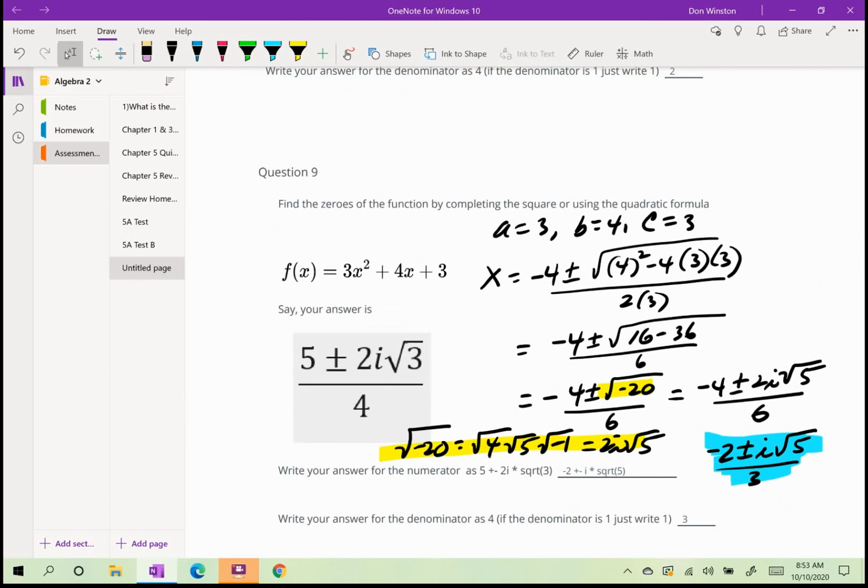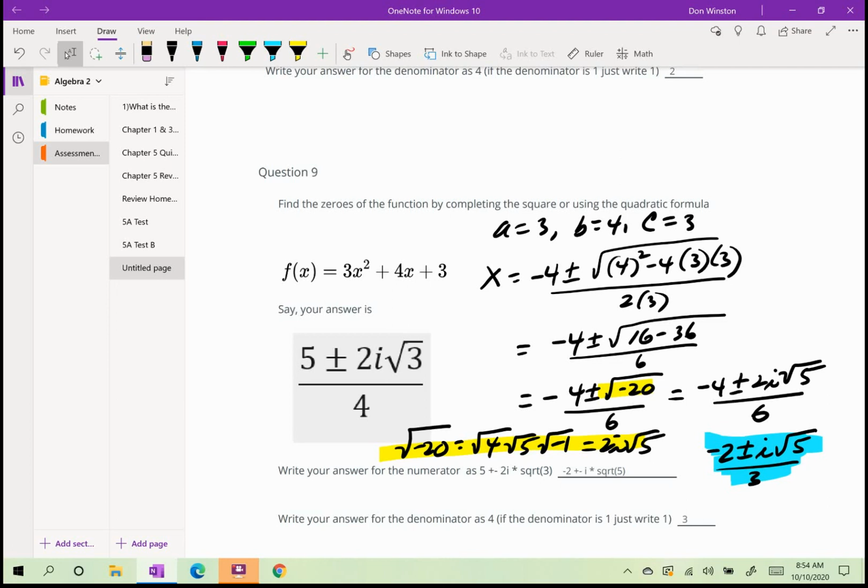The next one, again, this would be difficult to complete the square, so just use the quadratic formula. a is 3, b is 4, and c is 3. And we plug it into the quadratic. x is equal to negative 4 plus or minus the square root of 4 squared minus 4 times a times c, or 3 times 3, all over 2 times 3. So 4 squared is 16, and negative 4 times 3 is negative 12, times 3 is negative 36, so 16 minus 36 gives you negative 20. So we have negative 4 plus or minus the square root of negative 20 over 6.